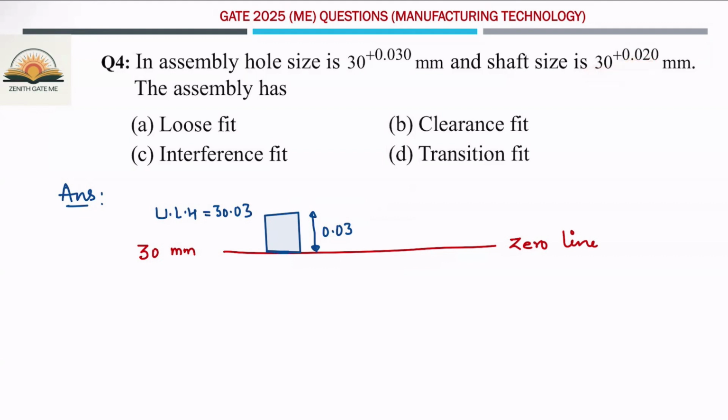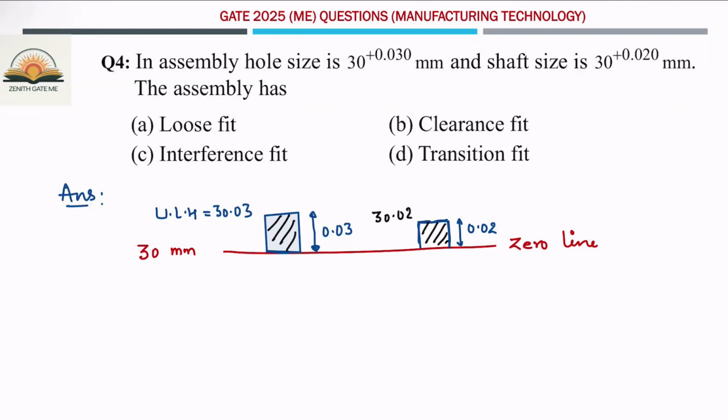Similarly, for shaft, 30 is the basic size and 0.02 is the upper limit. Let us suppose the 0.02 is here. This is the tolerance for shaft, 0.02. So the upper limit of shaft will be 30.02. Now, if you see both tolerance zones, the tolerance zone for hole and for shaft, they are overlapping with each other. When both tolerances are overlapping, then it is called a transition fit.